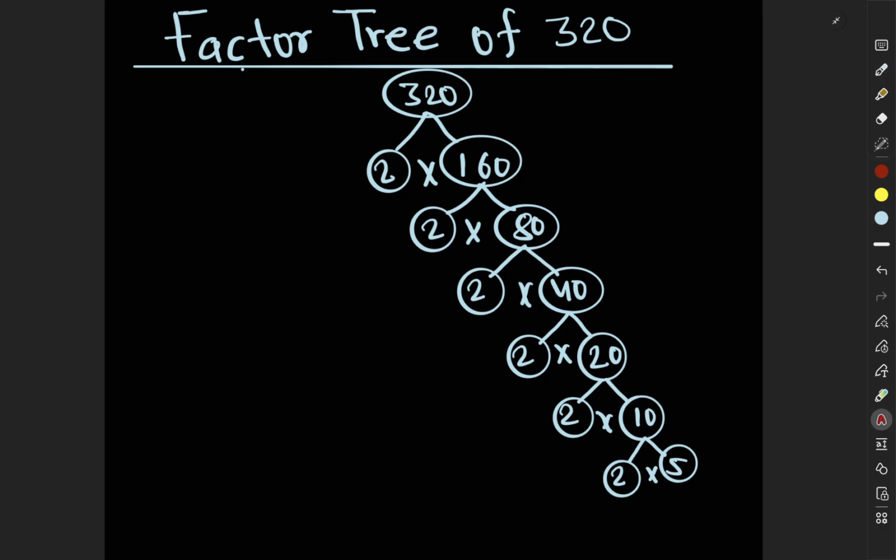So now we select the prime numbers in all these numbers. So the prime numbers are 2. These all 2s are the prime numbers, and at last this 5.